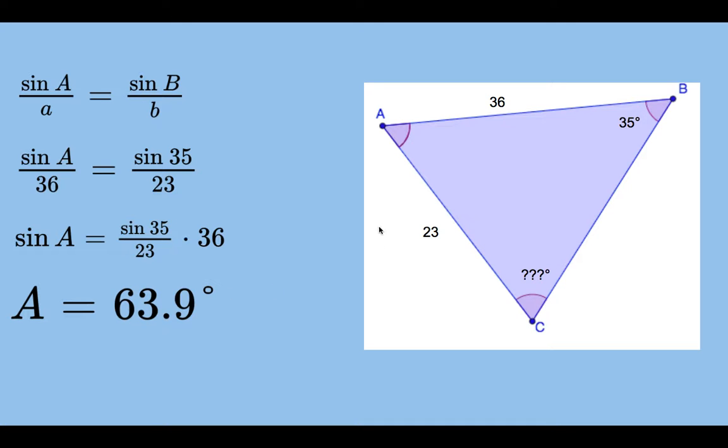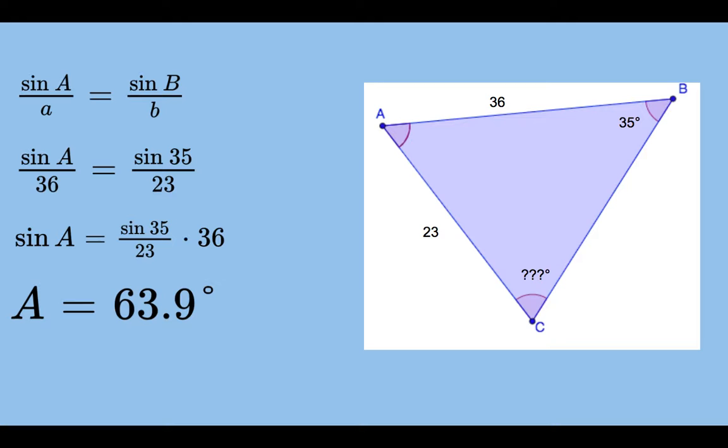And again, is that what we would expect? 23 is opposite 35, which is a small angle. 36 is larger than 23, so it should be opposite a larger angle. Remember, the largest side is always opposite the largest angle, the smallest side opposite the smallest angle.